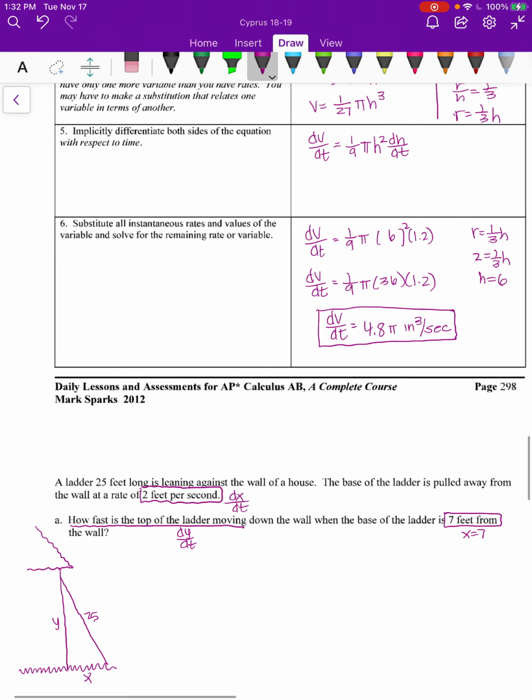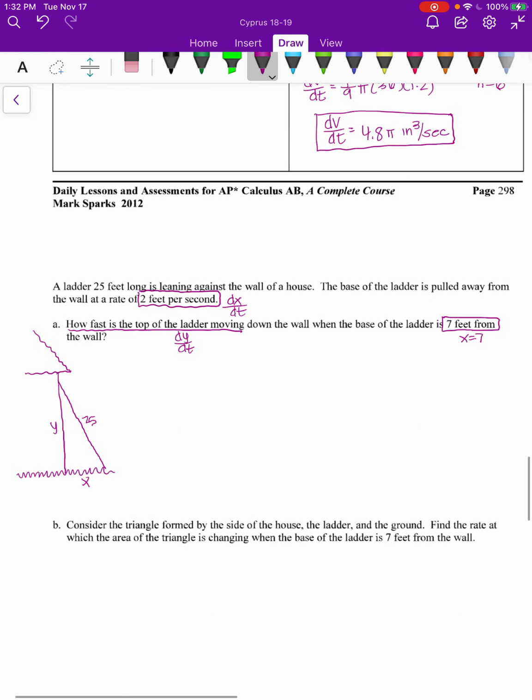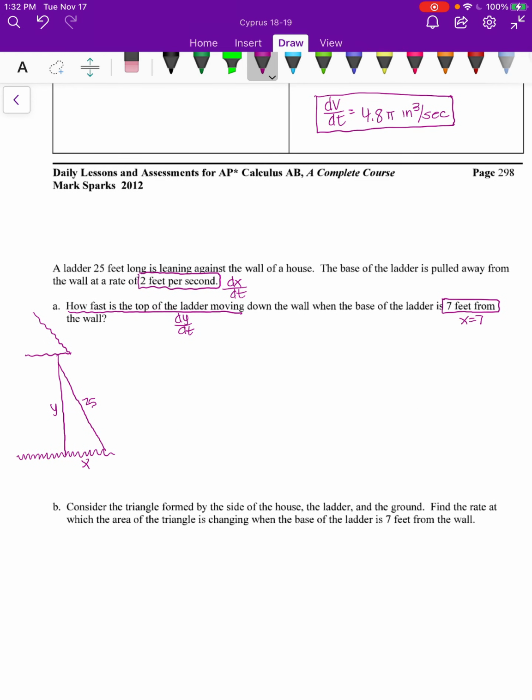Identify the rates that are given and the rates we wish to find. We know we have been given dx/dt and we want to find dy/dt. Okay, so now we need an equation to relate them together. We need an equation to relate x and y.